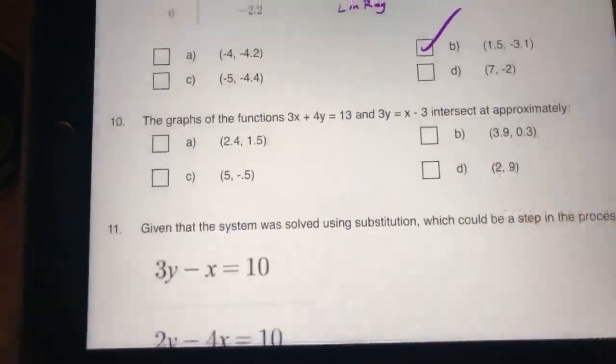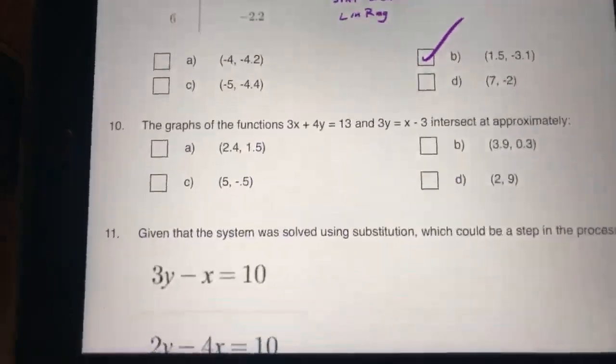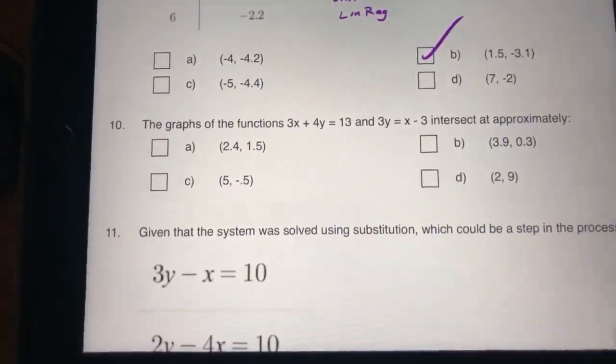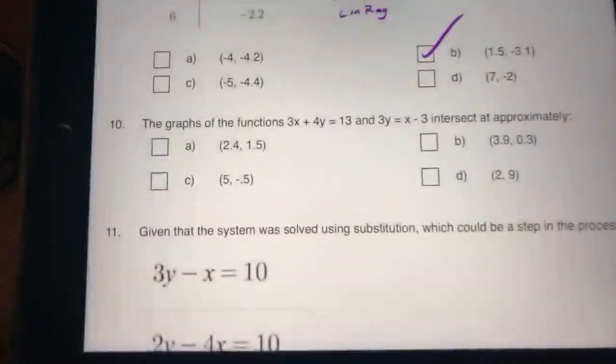How would you solve 10? I think this was number 2 on the review sheet. How would you solve number 10? It says the graphs intersect at approximately. I don't see any scary answers, scary decimals. Use decimals, you don't have decimals.